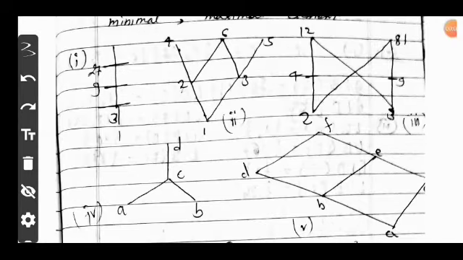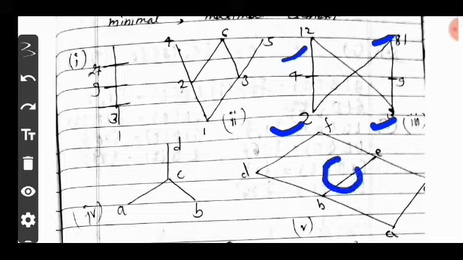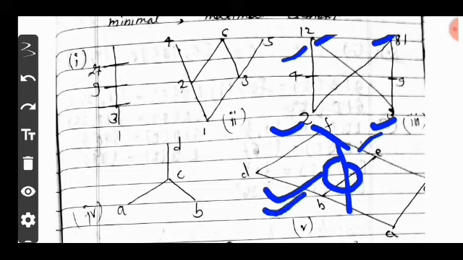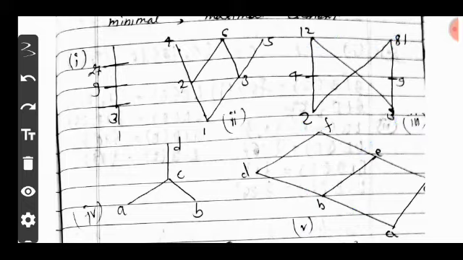Now come to the third Hasse diagram. Here the minimal elements are 2 and 3 and the maximal elements are 12 and 80. There is no least element because no element is succeeded by 2 and 3 both, and here also there is no greatest element because no element succeeds 12 and 81. Now come to the fourth Hasse diagram.